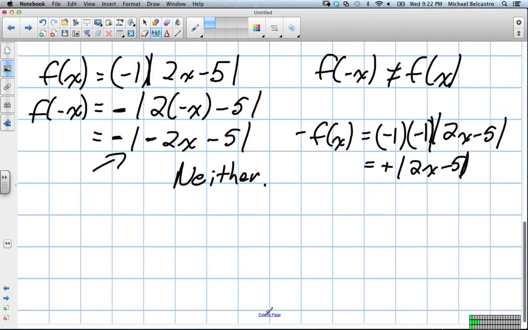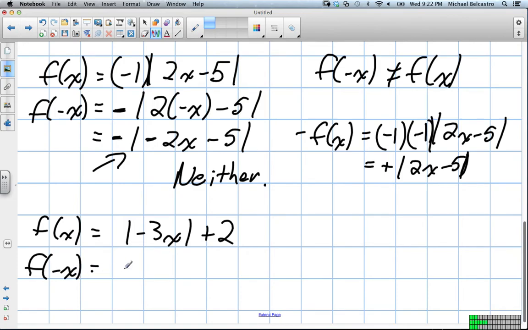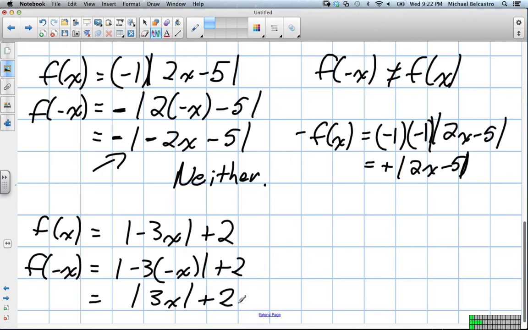Think about it. And then let's think about the last one. What's the last one there? It's f at x equals absolute value of negative 3x plus 2. Same idea. The negative of x: absolute value of negative 3 times negative x plus 2. In this one, we're going to get absolute value of 3x plus 2.